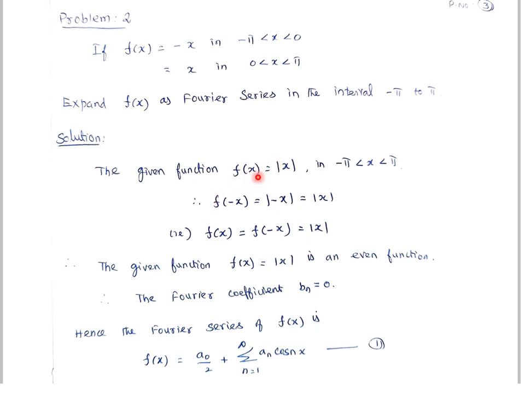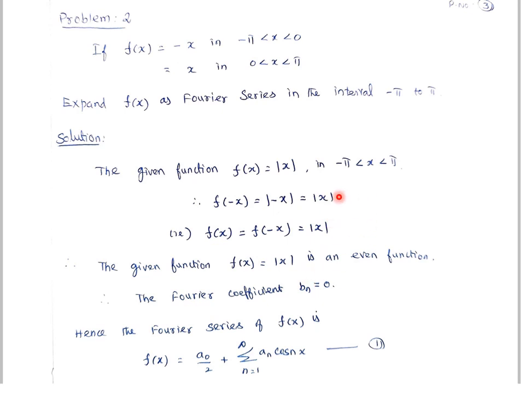Now, f of x is equal to, when x equal to minus x, for negative values, f of minus x is equal to modulus of minus x, that will become modulus of x. When x takes a positive value, f of x is equal to f of minus x, that is equal to modulus of x. That is, we have to show that f of minus x equal to f of x. It is an even function. Now, since f of x equal to f of minus x, we can say that the given function modulus of x is an even function.